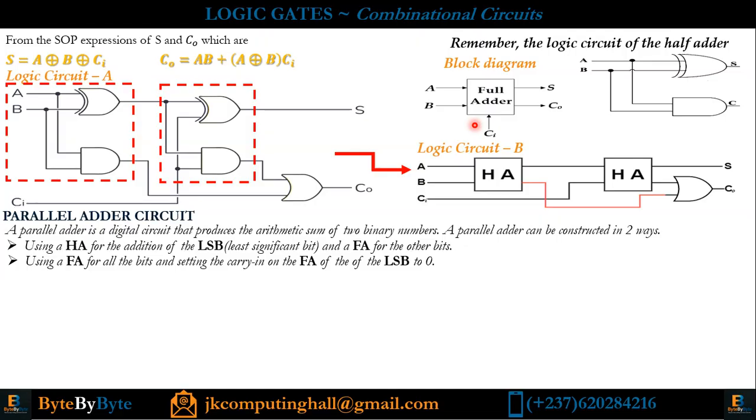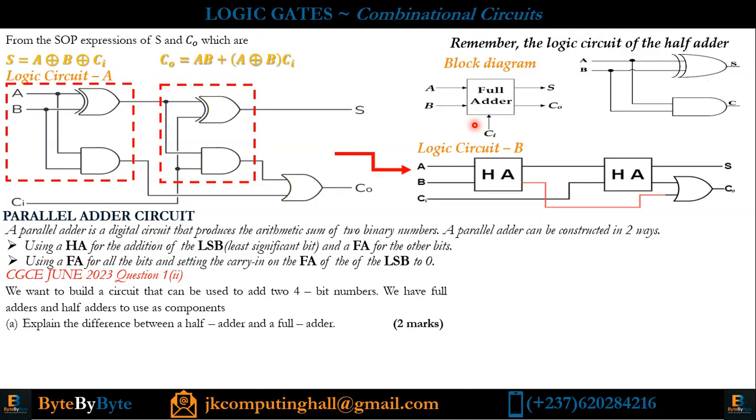Pay attention. Okay, let's look at GC June 2023 question 1. We want to build a circuit that can be used to add two 4-bit numbers. We have full adders and half adders to use as components. So in this case, the question precisely says that we are using full adders and half adders. Therefore, automatically this is what we are to use. And now since there are 4 bits, how many half adders am I going to use? How many full adders am I to use?